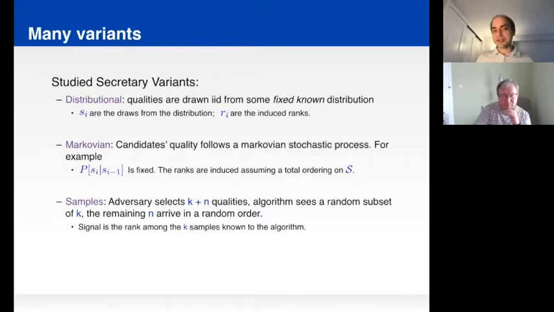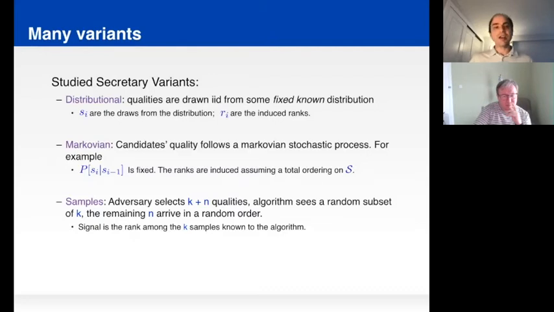So how does this model the variance that we've had? The distributional one is the simplest one. These signals, the s_i, are just exactly the draws of the qualities that we had from the distribution. And the ranks are going to be the induced ranks on the signal.